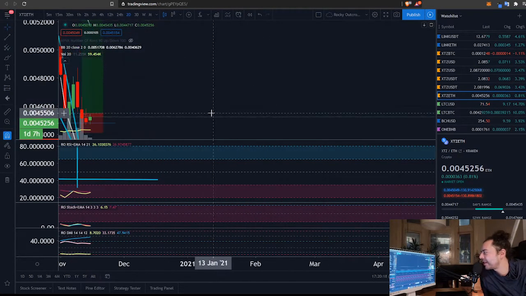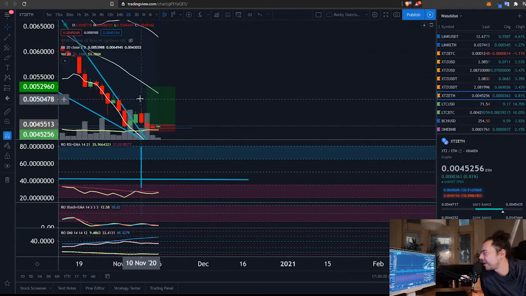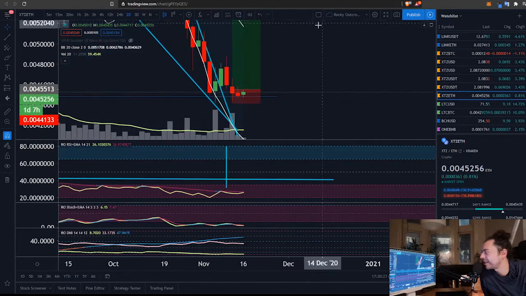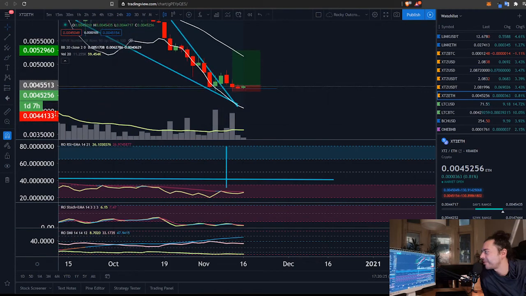Looking at this, we've kind of got this potential trade up. That actually makes it kind of easy talking about what could be happening with regards to this one.